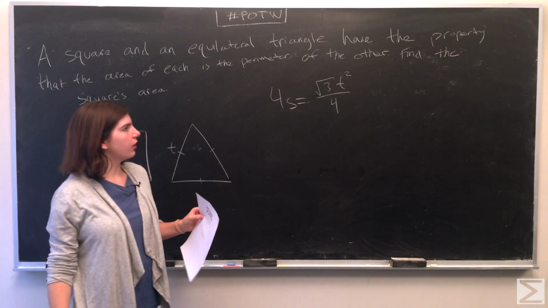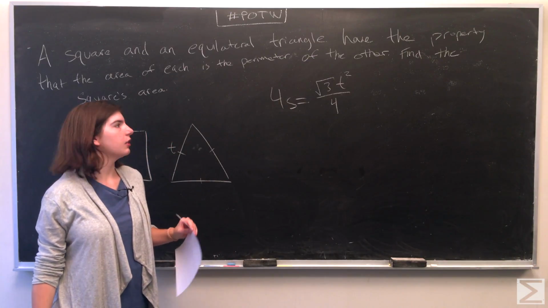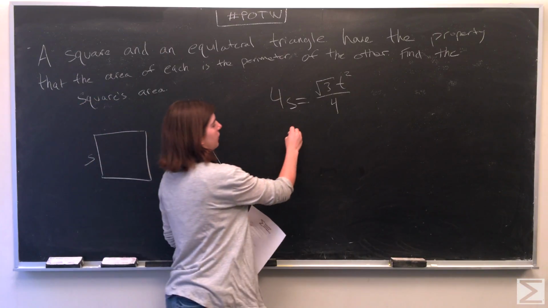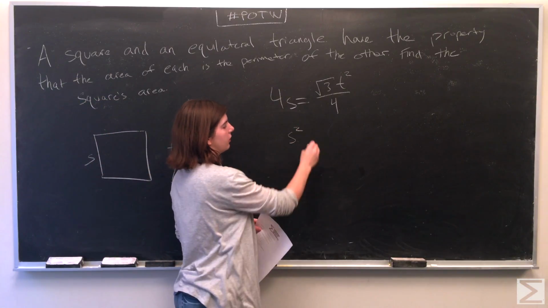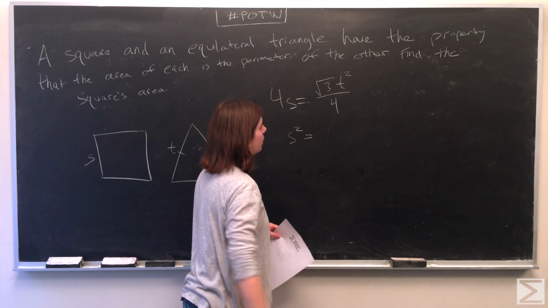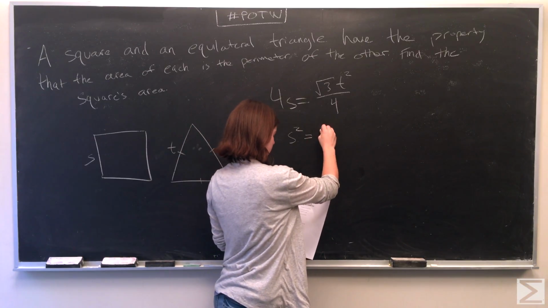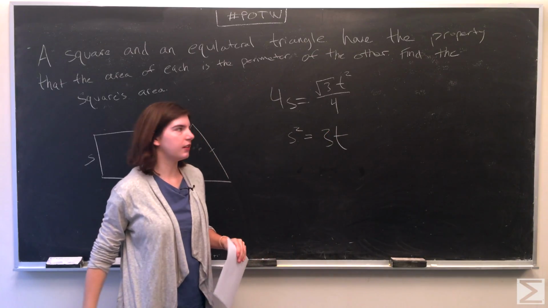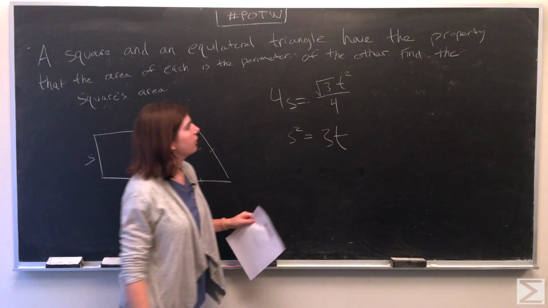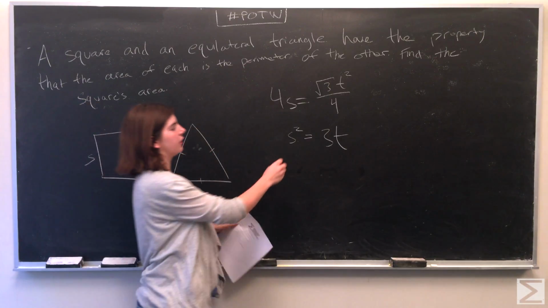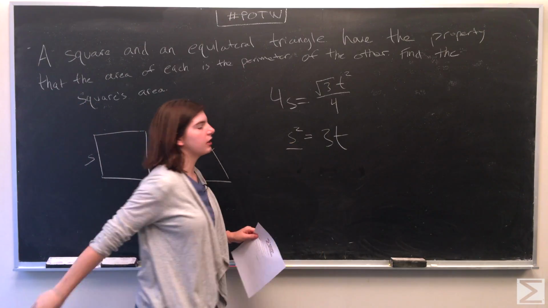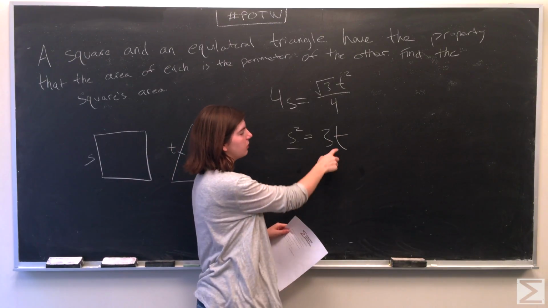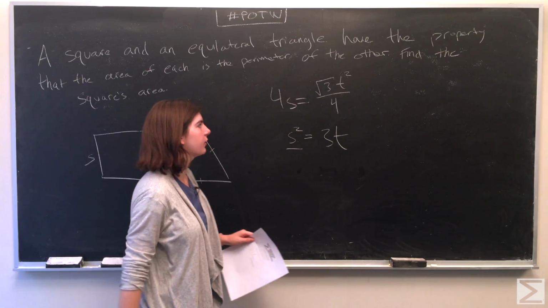And then we also know that the area of the square is equal to the perimeter of the triangle. The area of the square is s squared, and the perimeter of the triangle is 3t. What we're looking for is the square's area, so we want to know what s squared is equal to. If we can find the value of t, then we can just plug it in and we'll have our answer.